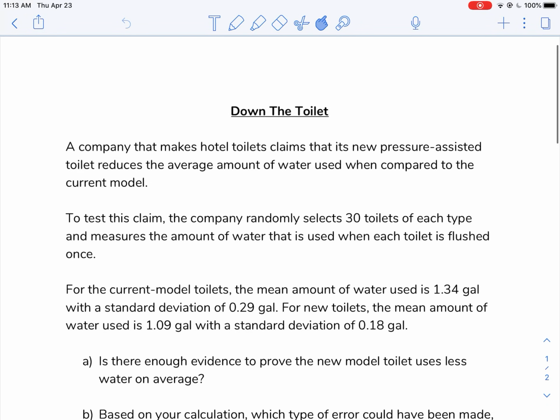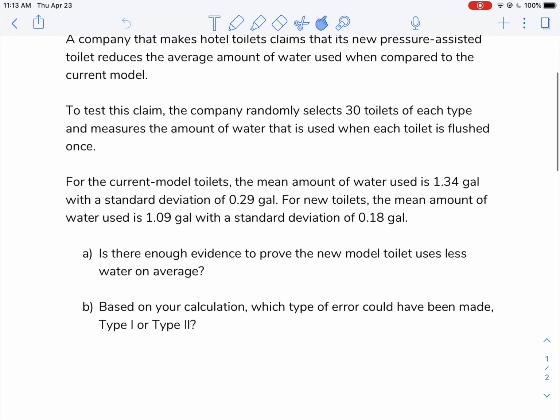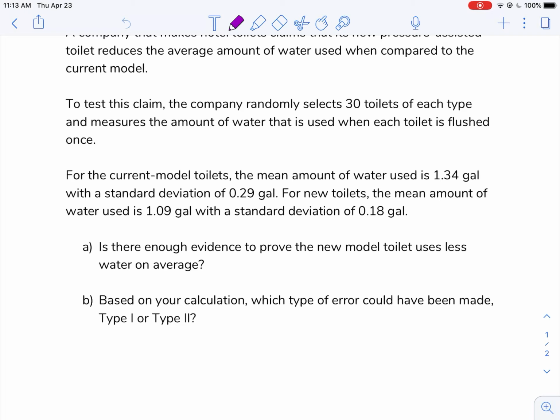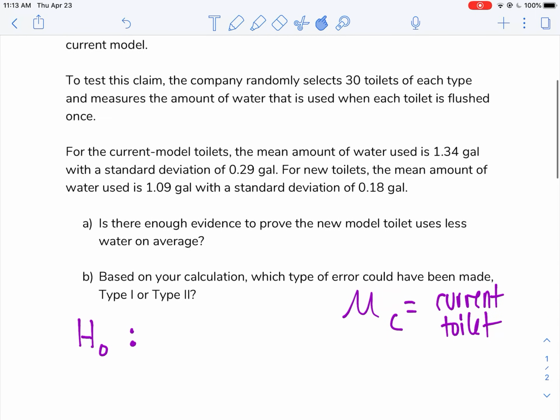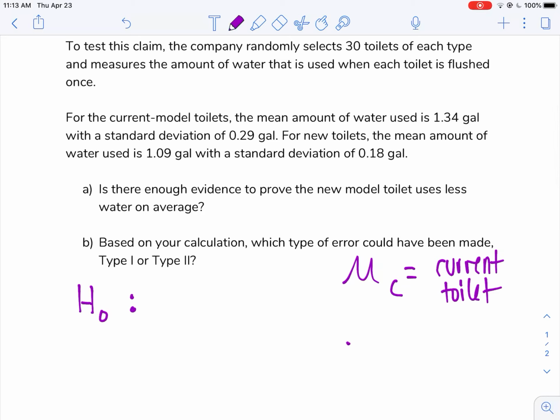Okay, so since they're asking for evidence here, that means we're doing a hypothesis test. Since we're looking at averages from two samples, we're looking at a two-sample t-test. First thing I'm going to do, I'm going to write my null and alternate hypothesis. Now I'm going to do mu of, let's say, C will be current toilet. And we'll do mu of, they have a different name for these, pressure assisted. So I'll go with mu of PA, pressure assisted.